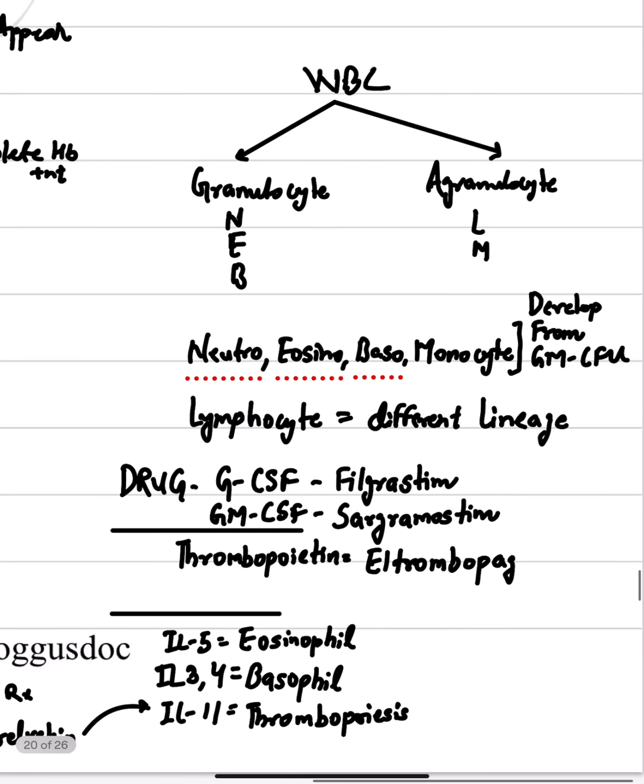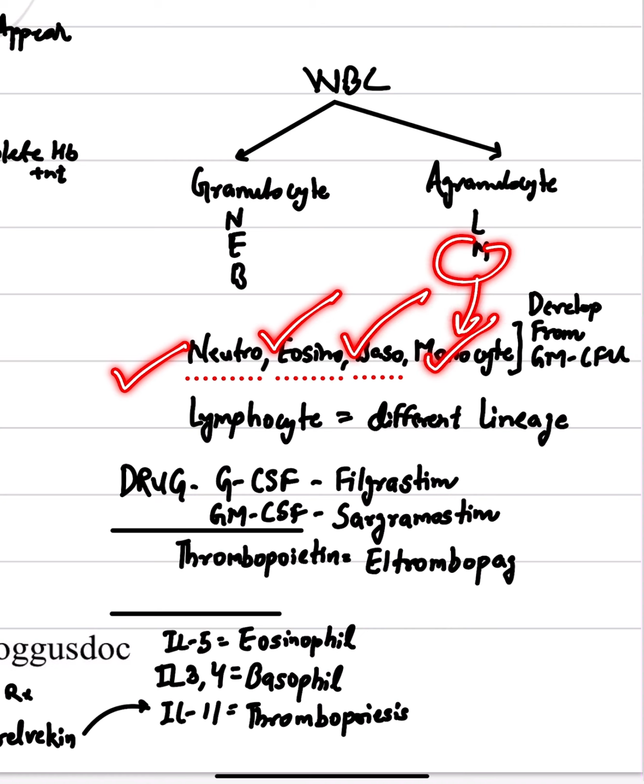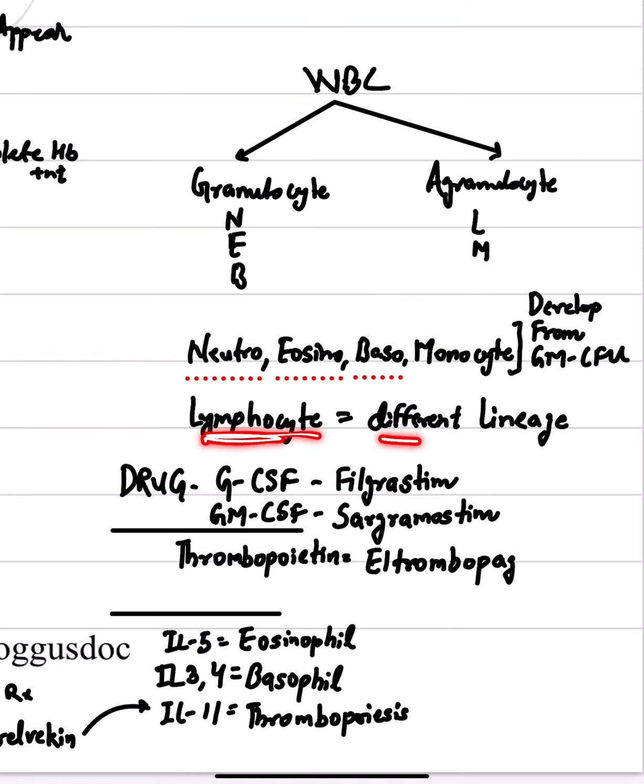Now this is something on WBC. WBC have two types: granulocytes and agranulocytes. Neutrophil, eosinophil, basophil, and monocyte, they develop from GM-CFU. Lymphocyte is developed from a different lineage. For the drugs G-CSF and GM-CSF, nothing is specific. It is not that GM-CSF produces only neutrophil and basophil, and G-CSF only lymphocyte. Nothing is like that. They both produce neutrophil and monocyte, with only a little bit of difference.